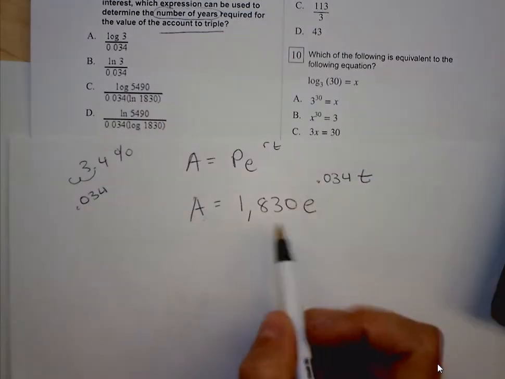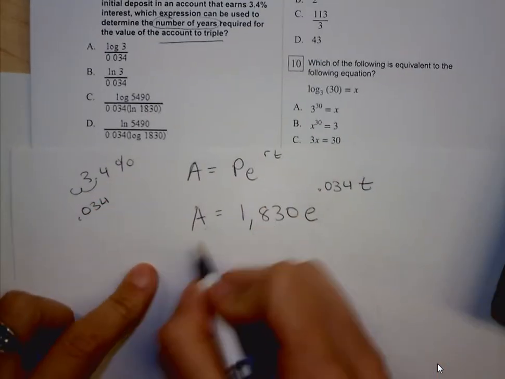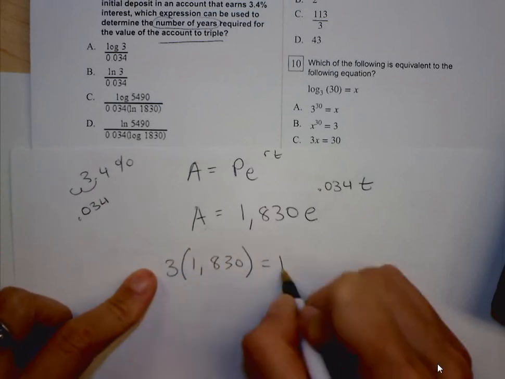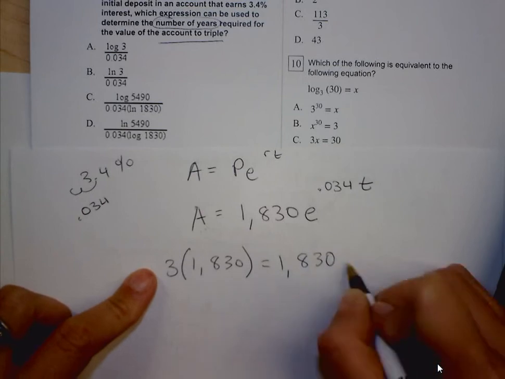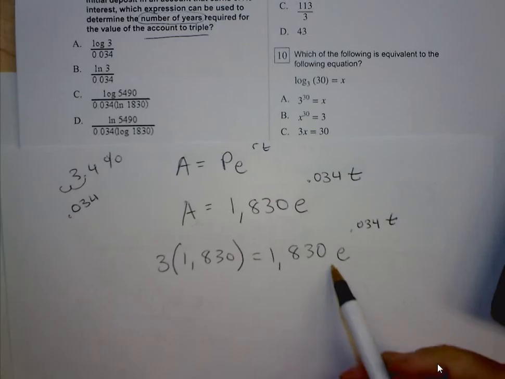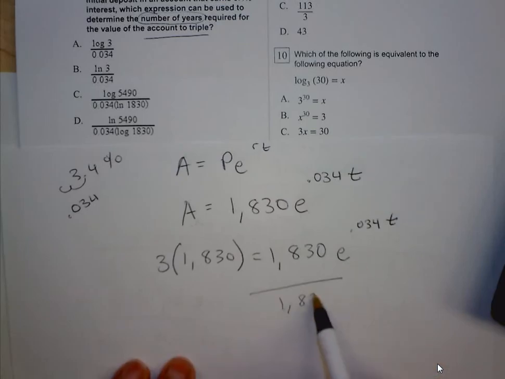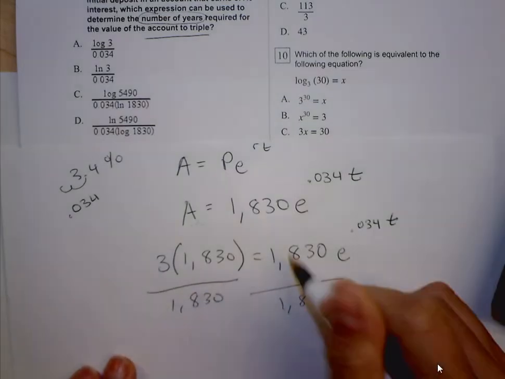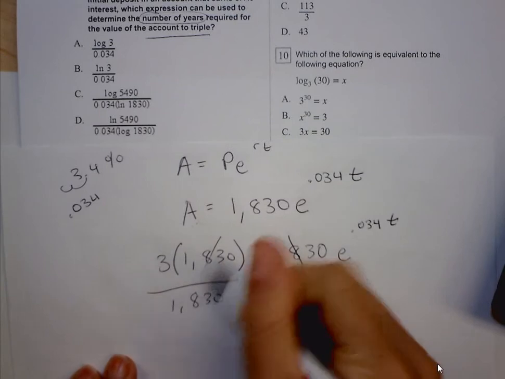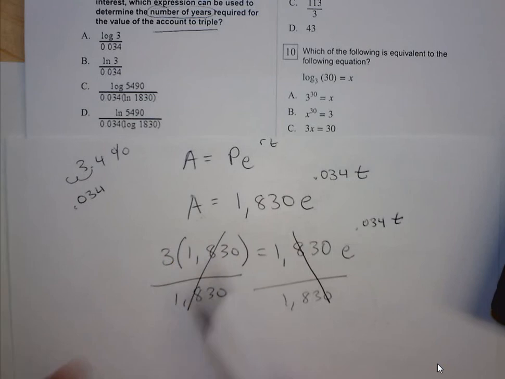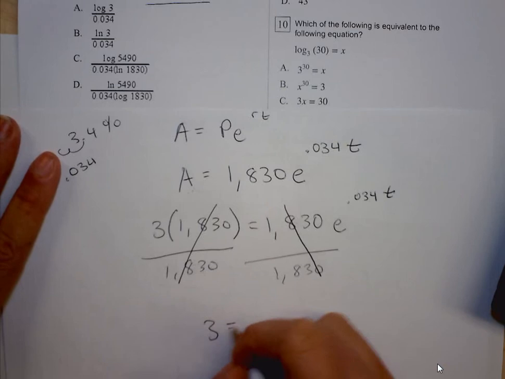Well, if the value of my account is tripling, that means A is going to be 3 times 1,830. You could have multiplied that out. I'm not going to, and you'll see why. Because the first thing we want to do is divide by 1,830 to both sides. So if I'm dividing by 1,830, I can easily see that it's going to cross out here, and it's going to cross out here, and the only thing I'm going to be left with is 3. But if you did multiply it out and then divided by 1,830, you would have gotten 3 anyway, so it doesn't really matter. My way is just a little bit faster.